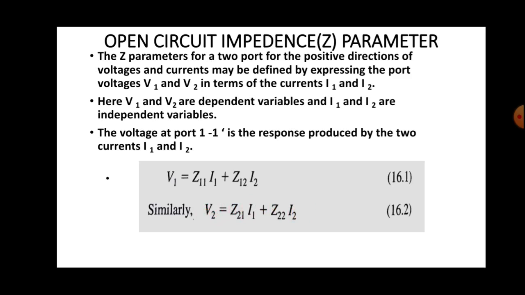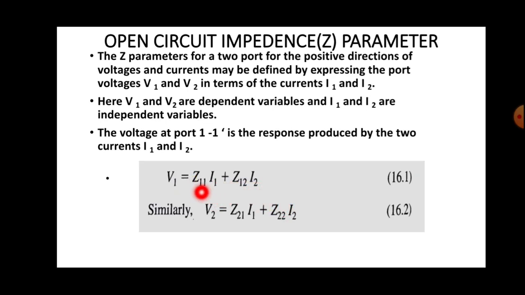The voltage at port 1 dash is the response produced by the two currents I1 and I2. Here we are representing voltage in terms of two currents. So we can write the port equations as V1 equal to Z11 I1 plus Z12 I2. Similarly, V2 equal to Z21 I1 plus Z22 I2. Here V1 and V2 are the port voltages, and I1 and I2 are the port currents.